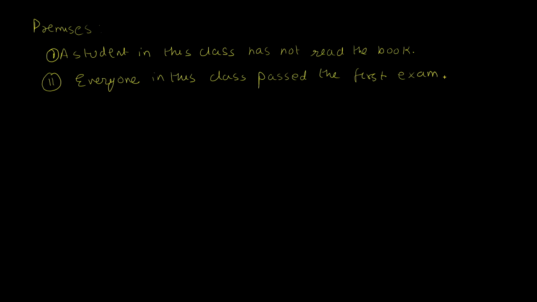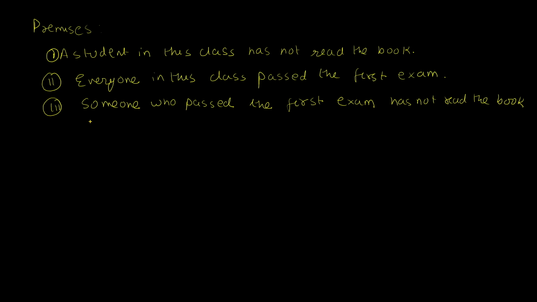So let me write down the question quickly. This is actually my conclusion. So I think we can also easily make sense of this. A student in this class has not read the book and everyone in this class has passed the exam. So that particular student who hasn't read the book has indeed passed the exam. So it's quite logical to say that someone who passed the exam has not read the book, because they are a member of the same class and everybody has passed.